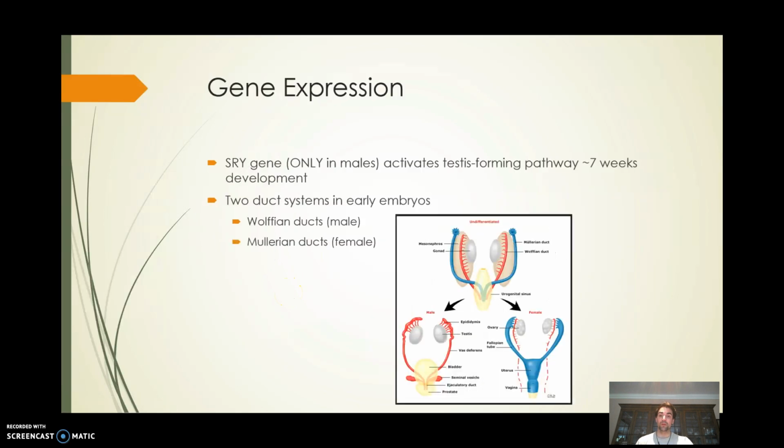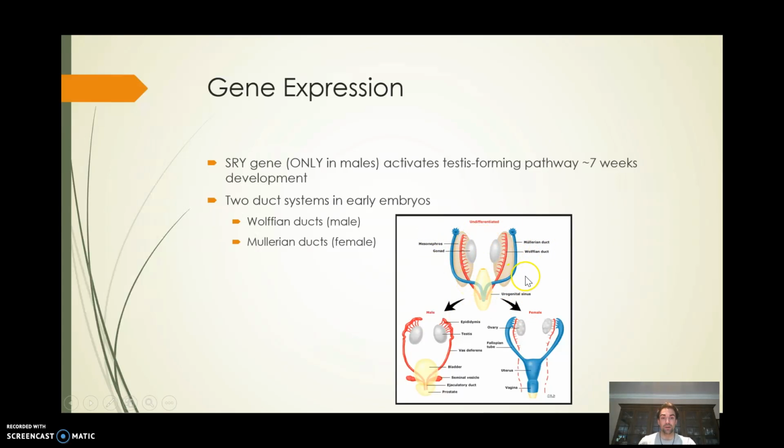Now, in this slide, we're going to go into the gene expression as far as embryological development is concerned. So, the SRY gene is only expressed in males and activates the testis-forming pathway at about 7 weeks into development. And before this happens, we actually have an undifferentiated sexual organ.